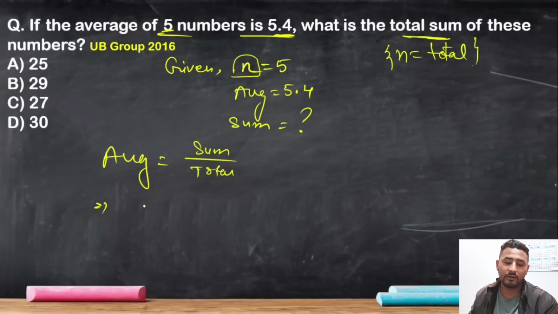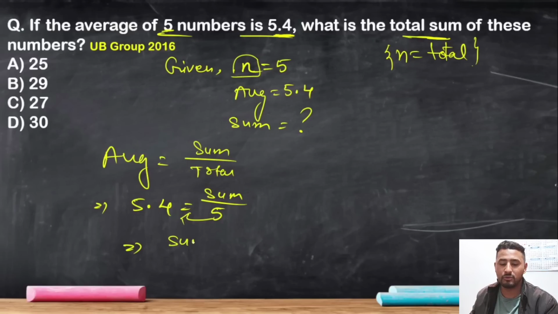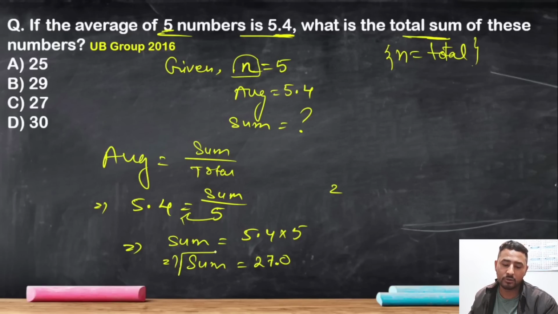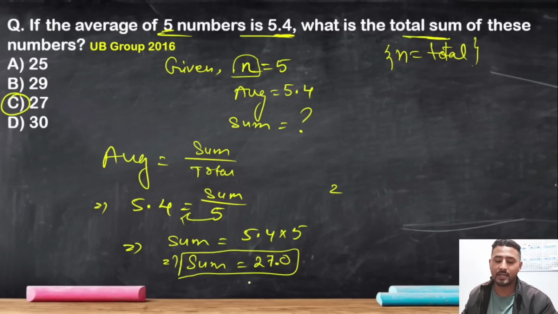So let's put the average, 5.4. Sum we don't know. And total is 5. Just cross multiply, I'll get the sum. Sum will be equal to 5.4 into 5. You get 5 into 4 is 20, carry 2, 5 fives are 25, plus 2, 27. You're getting 27.0, so you can just remove this 0, no need. The answer is 27. So option number C will be the correct answer. I hope it's easy to get.